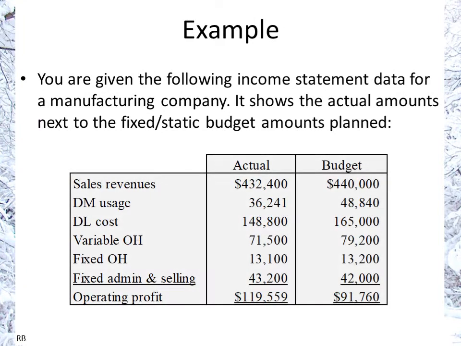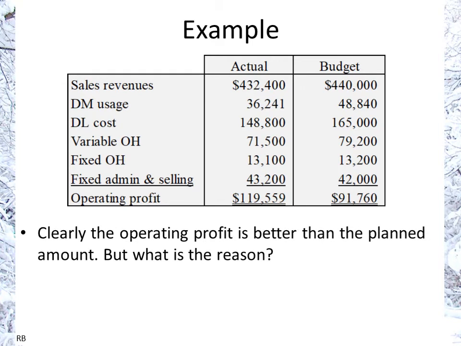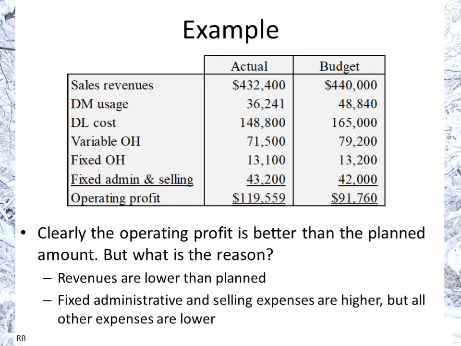Start with an example. You're given the following income statement data for a manufacturing company. It shows the actual amounts next to the budgeted or fixed or static budget amounts planned. Clearly, the operating profit is better than the planned amount. As you can see, 119,000 instead of 91,000. What's the reason? Revenues are lower than planned, and fixed administrative expenses are higher, but the rest of the expenses are lower.